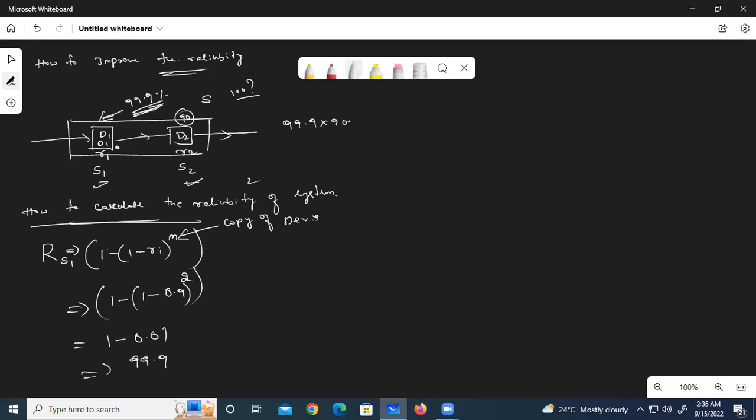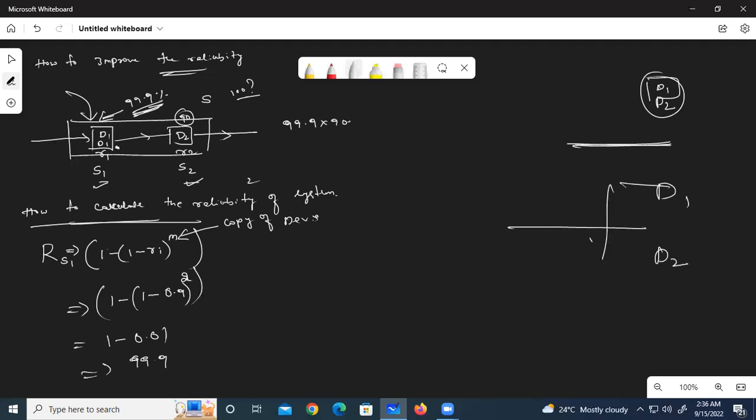If you connect 2 devices in the system parallelly, how am I connecting them? Before, I was connecting serially, but here it is not like that. D1 is there, another one D2 is there. The connection will be like this. You give the input here and it will move like this. If this is not working, surely this one will work. Yes or not? That is the beauty of connecting parallelly.